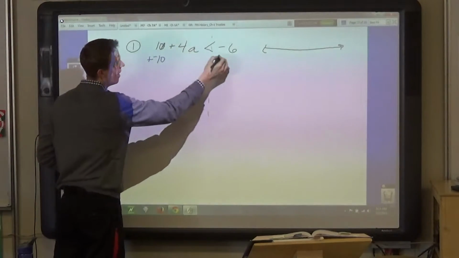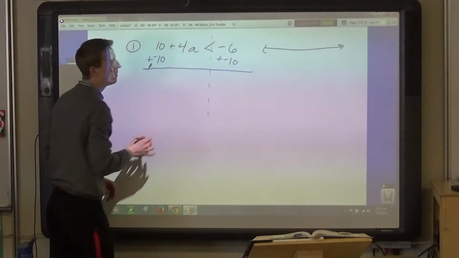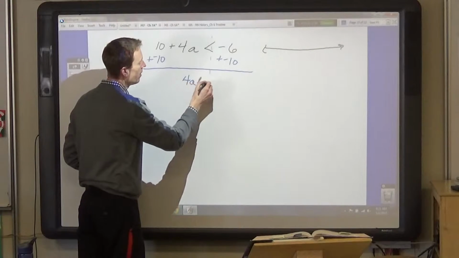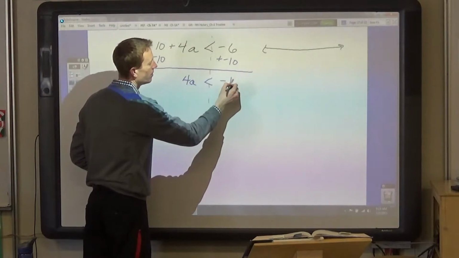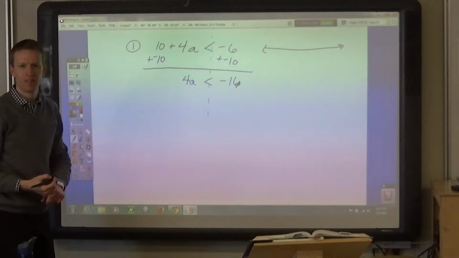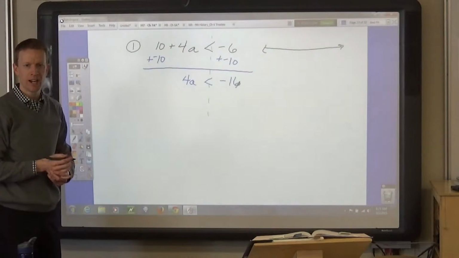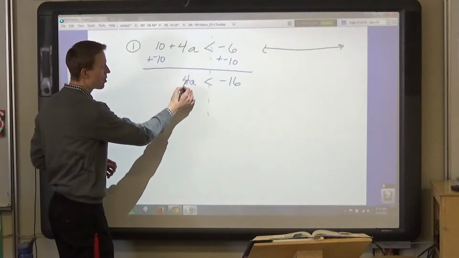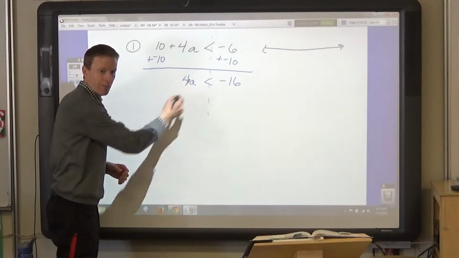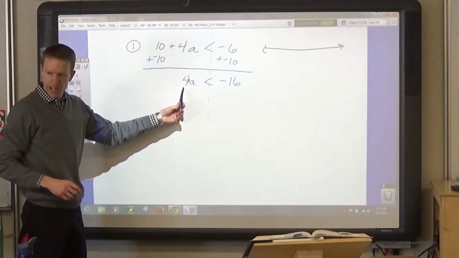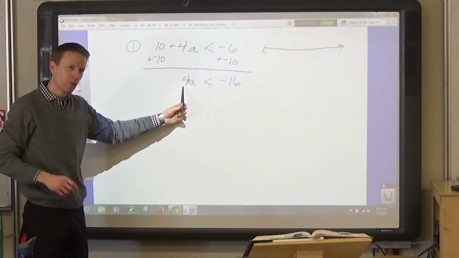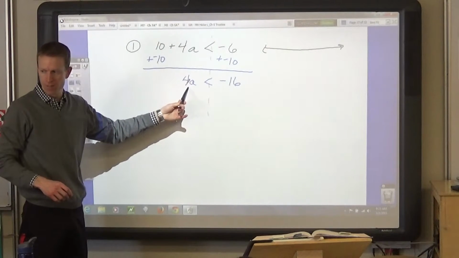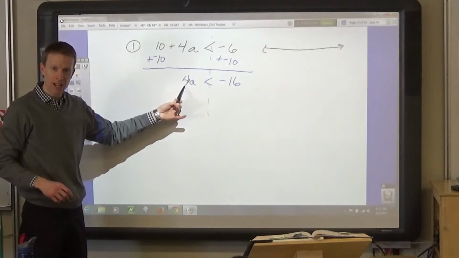Get rid of the 10. So add negative 10 to both sides. And 4a is less than negative 16, right? Now, is this a positive or negative coefficient, class? It's a positive coefficient. Remember, the coefficient is the number next to the variable. So this is a positive 4, right? Does that mean we have to switch the sign? No, you don't have to switch the sign when the coefficient is positive. Only if this number was a negative number.